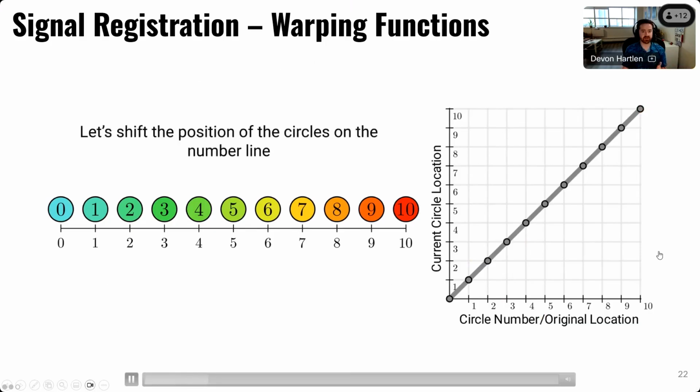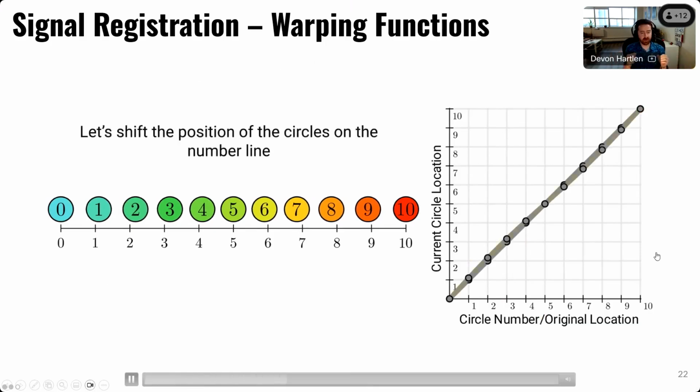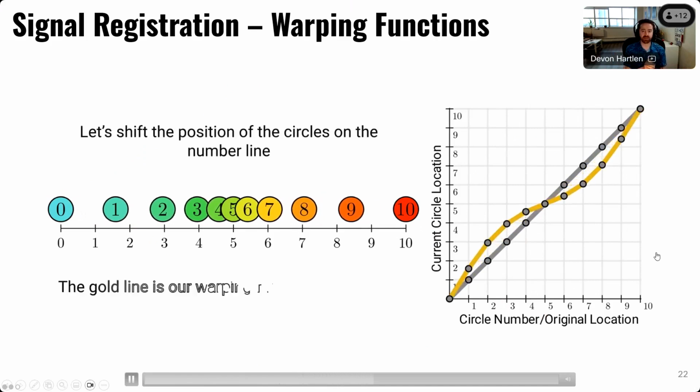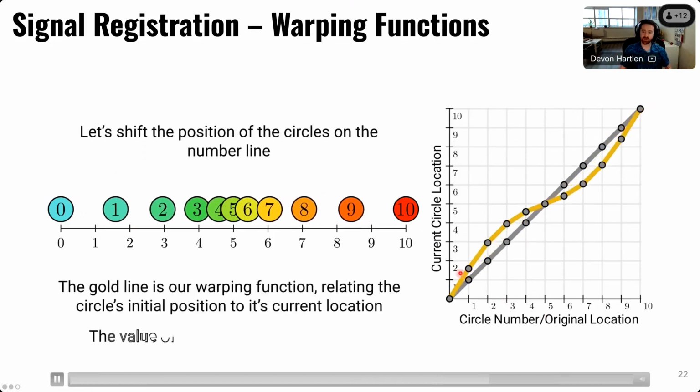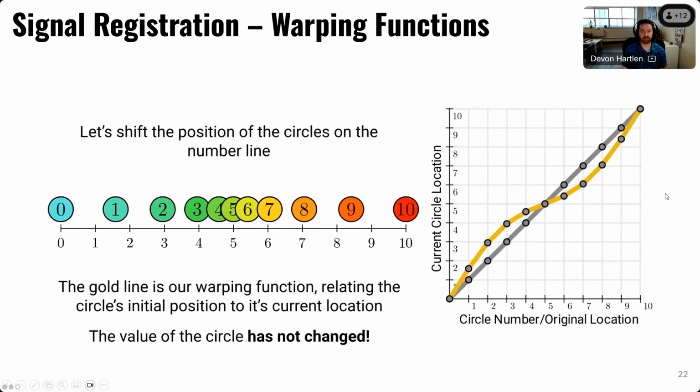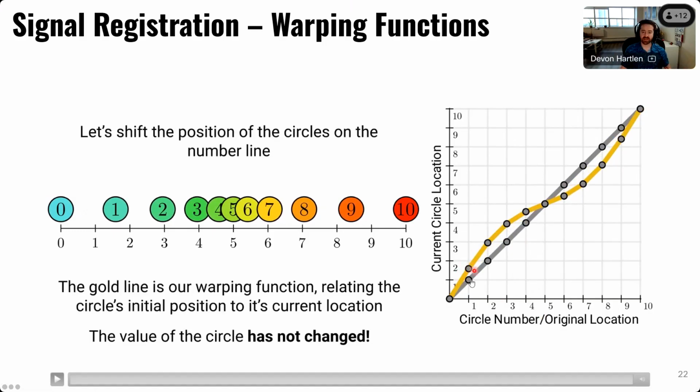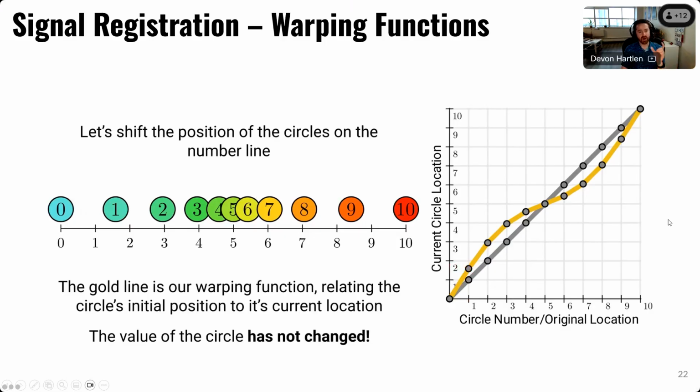So, with signal registration, I actually end up shifting where those circles occur on the number line, and I end up with a different warping function, which is shown in gold here. So, for example, if I'm looking at the circle at position 1 initially, so this guy, my current location is around 1.75. It's important to note that while the location of the circle has changed, the value has not. This is critical because it allows us to keep the initial shape of the function.